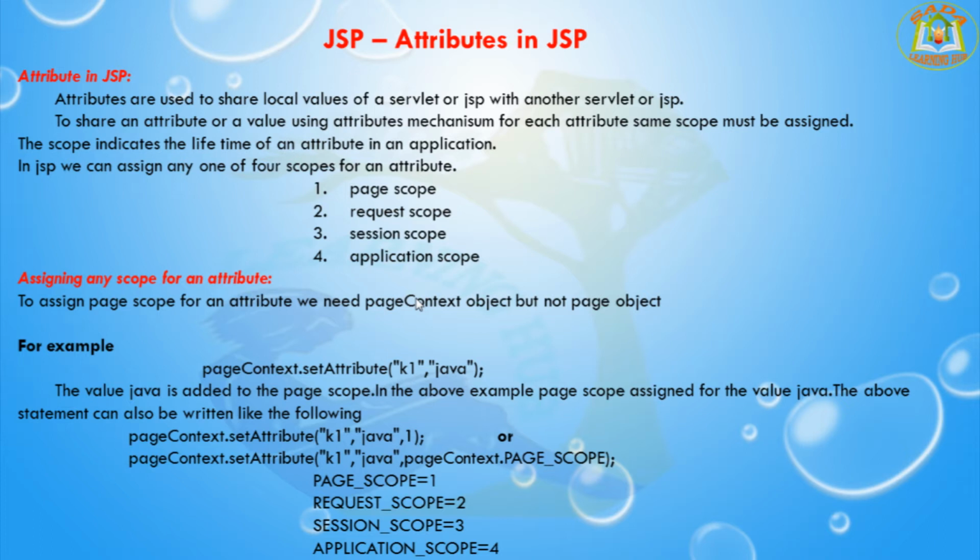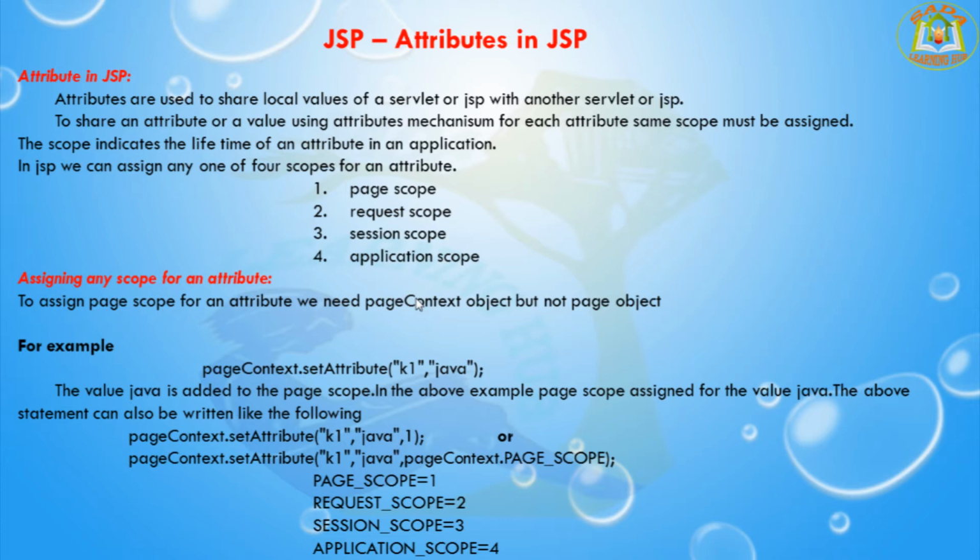be assigned. If you see your JSP page, there are four scopes available. Those are page scope, request scope, session scope, and application scope. If you want to share a value from one JSP to another JSP or to a servlet, we need to mention a scope for that attribute. The scope indicates the lifetime of an attribute in an application.